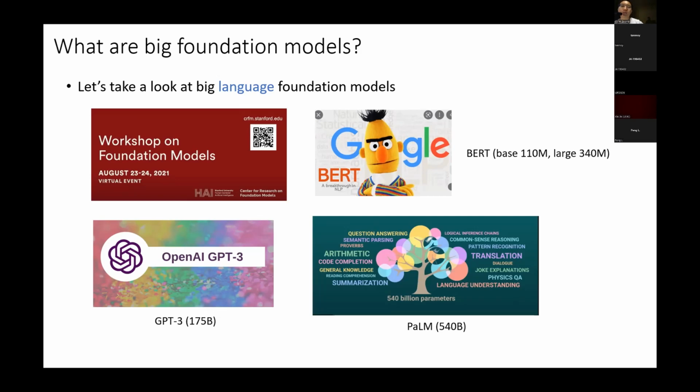Some very well-known big language foundation models include BERT, right? I guess everyone knows it. We have BERT base and also BERT large. We also have GPT-3, and even the recent PaLM paper. In the GPT-3 paper, we have more than 175 billion parameters. You can really just think, these guys are crazy, right? They are training such a big model. And in the PaLM paper, the number of parameters is even larger. It's more than 540 billion parameters.